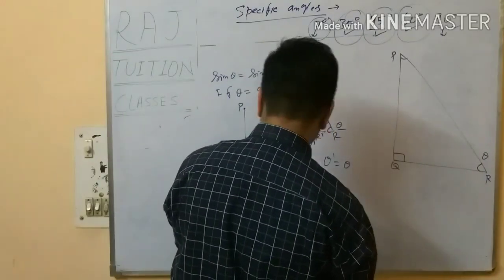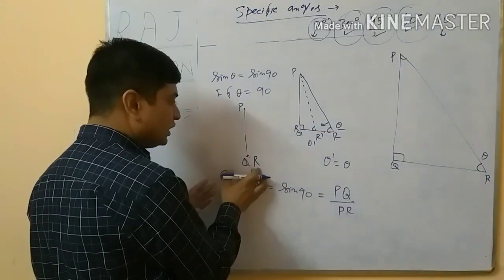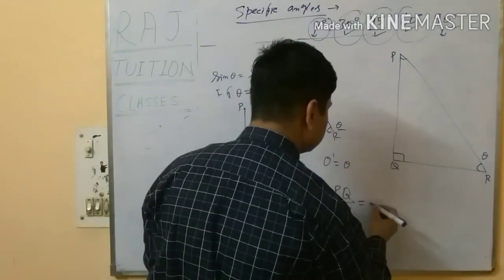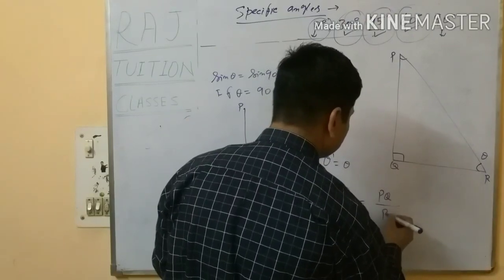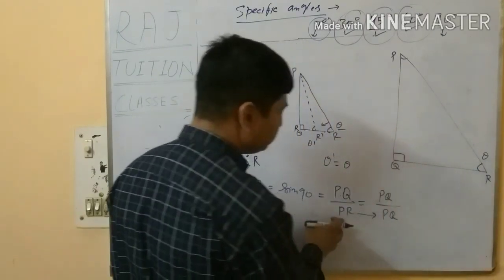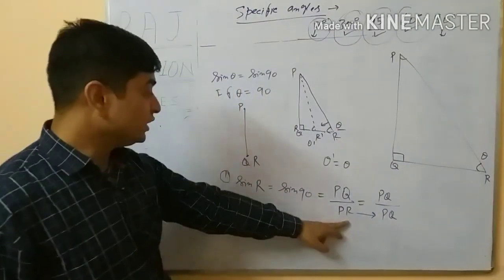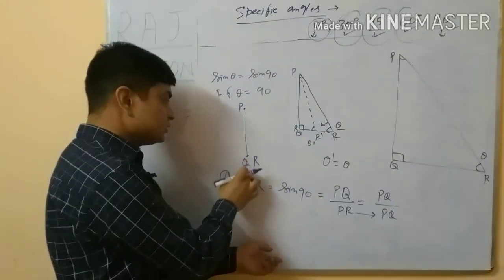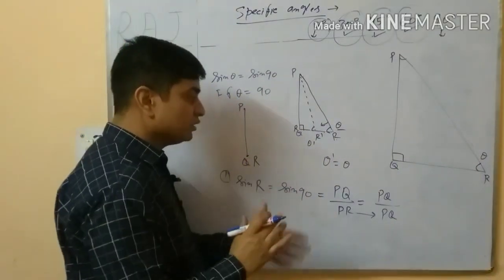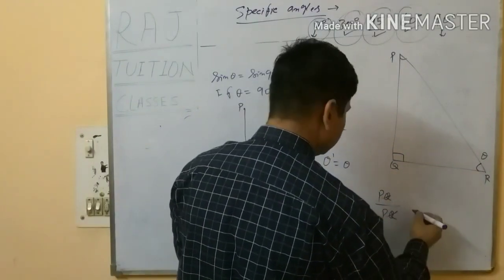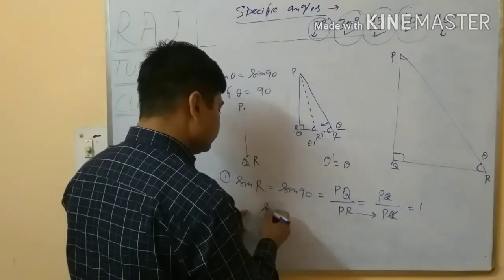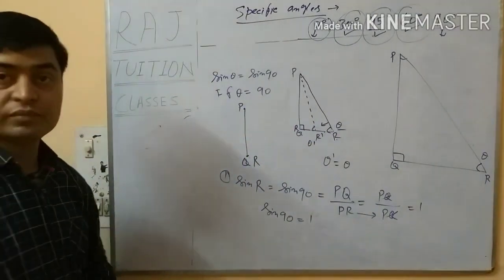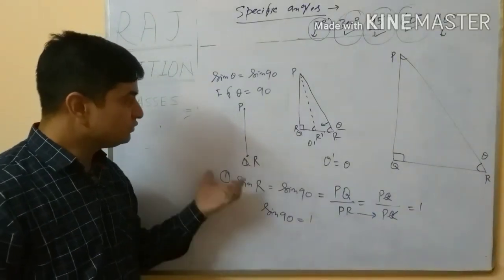But when we have made this angle 90, then PQ and PR become the same. So PQ divided by PQ. I can substitute PR as PQ because these two are similar now. PQ cuts PQ, it will become 1. So the value of sin 90 is 1. Clear? So this is the fundamental.